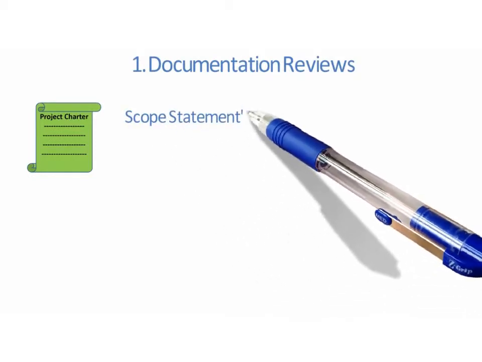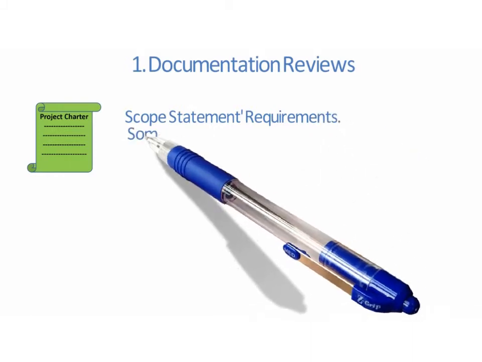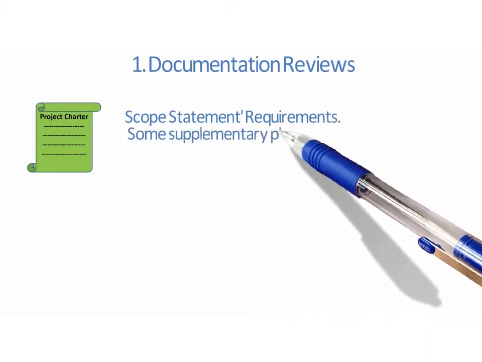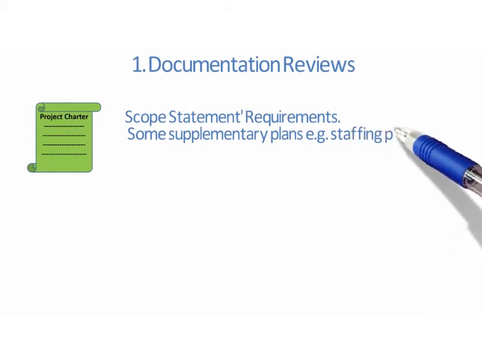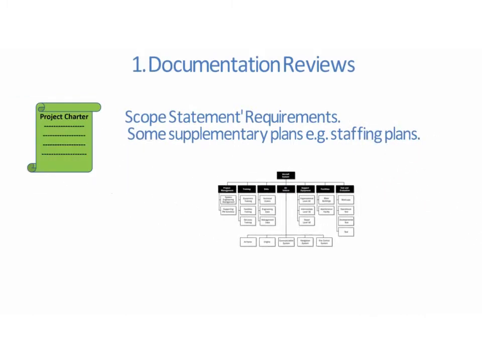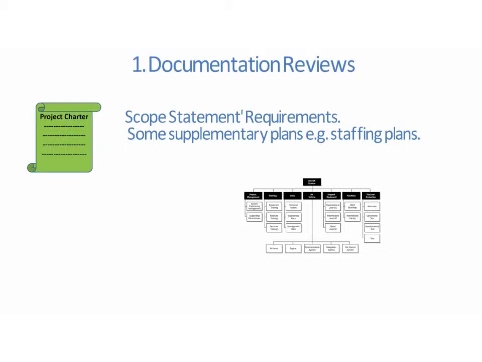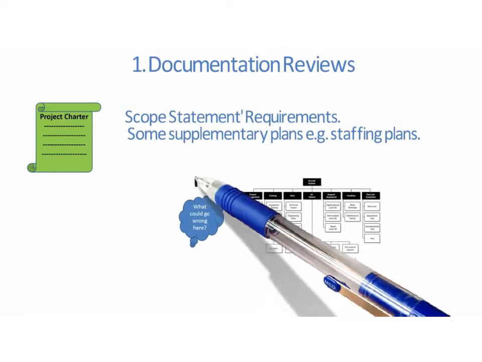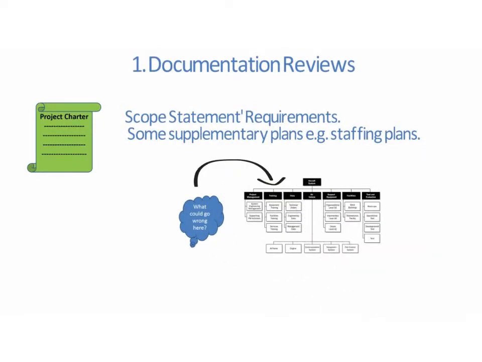Documentation reviews is the first tool and technique of this process. The plans which are reviewed for assumptions are project charter, scope statements, requirements, and some supplementary plans such as staffing plans. Examining the WBS will enable you to consider what could go wrong and what risks could arise in each of the WBS work packages. It is usually good practice to start with.